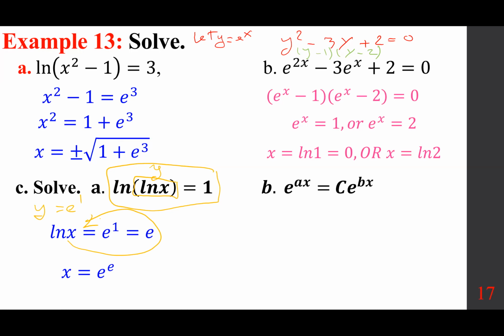For part B, we want to solve for x, so we are going to divide both sides by e to the power of x. As you can see, the left side, use the exponential rule, the quotient rule, it becomes e to the power of ax minus bx, and we can factor the x out.